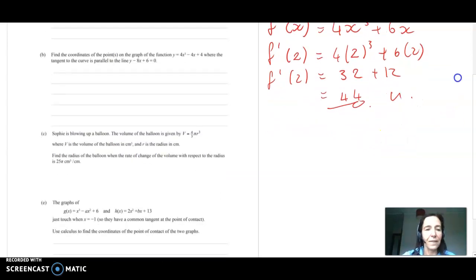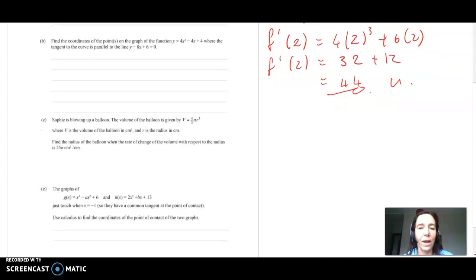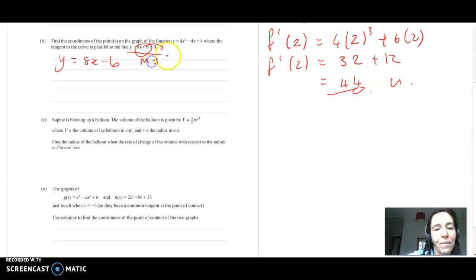Next one is find the coordinates of the points on the graph of the function y equals that, where the tangent to the curve is parallel to this line. So I'm actually just going to look at this line first of all, and I'm going to rearrange it. y equals 8x minus 6. So I've just taken that over to the other side so that I've got it in the form y equals mx plus c. And that tells me that the gradient of that line is 8. Therefore, the gradient of my tangent is going to be 8.